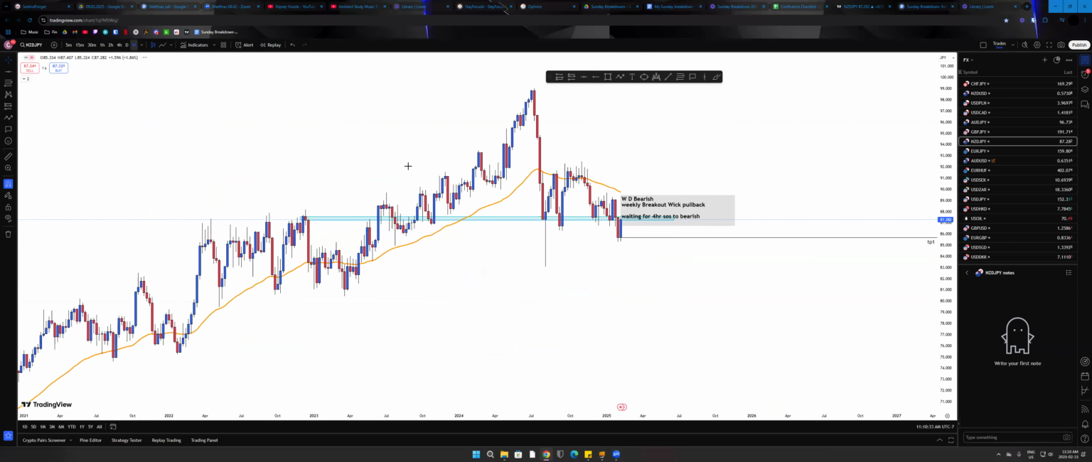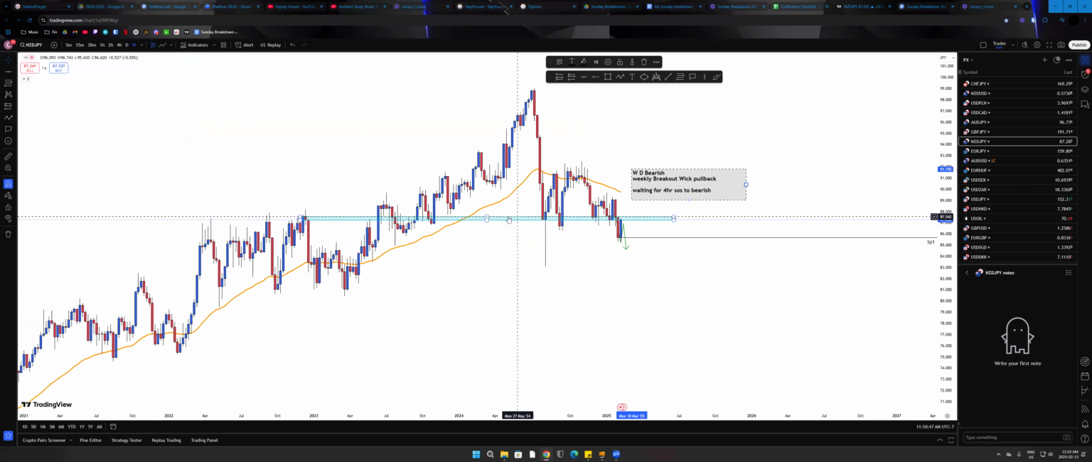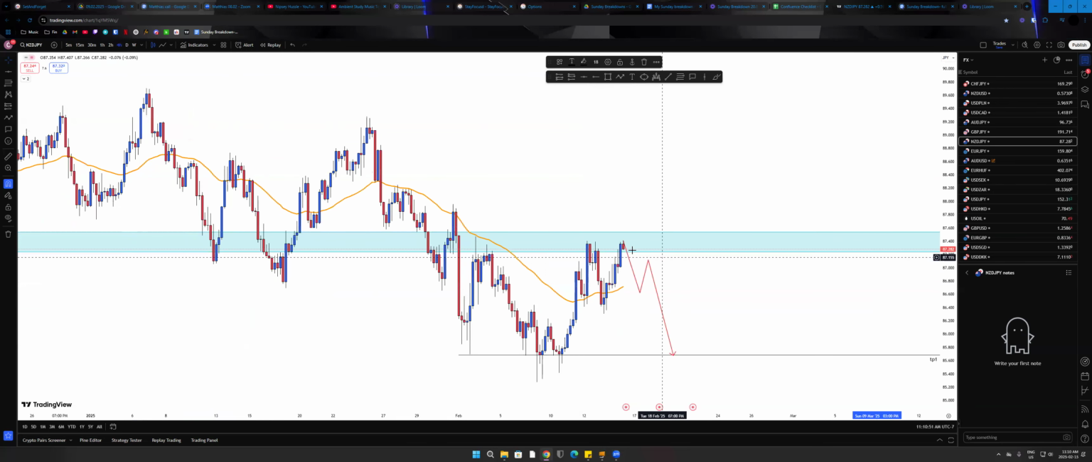And NZDJPY, we're bearish. Daily's telling us that we're bearish as well. We're at a weekly area of interest, and the daily, sorry, the 4 hour is bullish. So we're just waiting for the 4 hour to shift. So this one could happen pretty early on in the week.